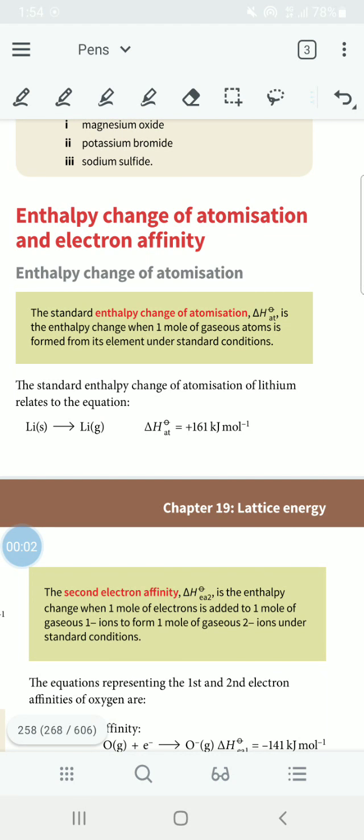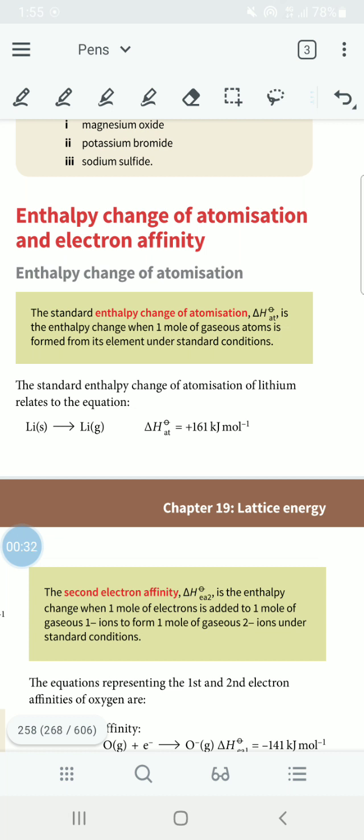Then enthalpy change of atomization and electron affinity. Now atomization is basically the production of atoms, or conversion to gaseous atoms, right? So let's see the definition. The standard enthalpy change of atomization, delta H standard symbol AT, is the enthalpy change when 1 mole of gaseous atoms is formed from its element under standard conditions, right?